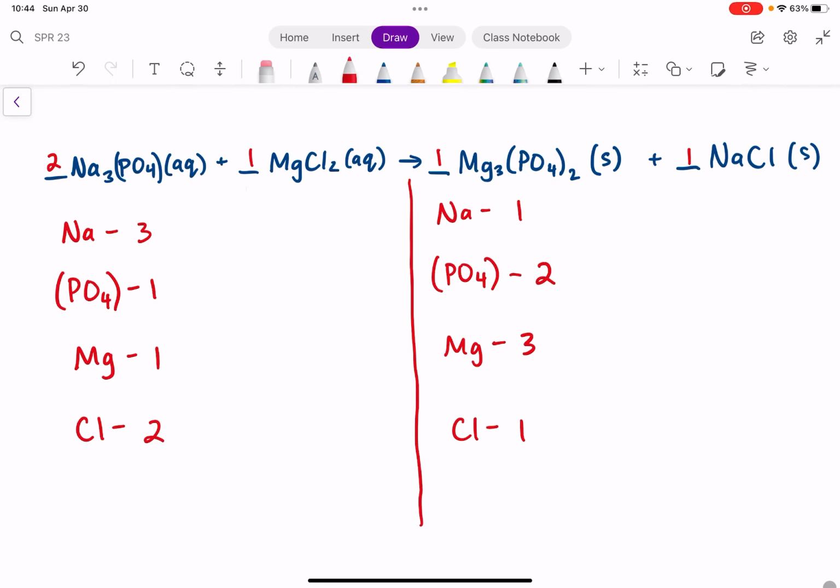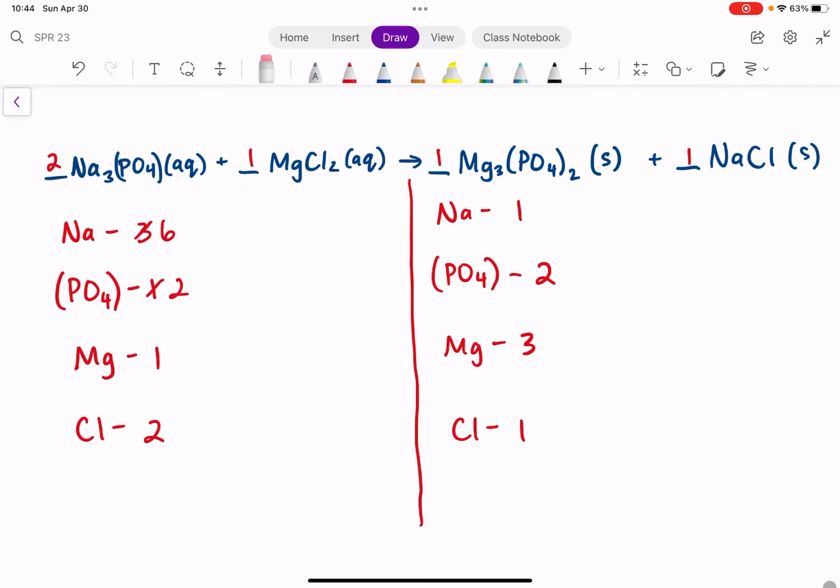And now we have to update how many of each thing we have. So I put a 2 in front of that sodium. And now I have how many sodiums? Yeah, 6. 2 times 3 is 6. Okay. There's also a 2 in front of our phosphate, right? Because this 2 gets multiplied by everything here. So how many phosphates do we have now? Remember, there's an imaginary 1 here. Yeah, we have 2 phosphates. So let's make this 2. And that's why I put that 2 there, because I was noticing I had a 2 over here and I wanted to have the same amount on the left.